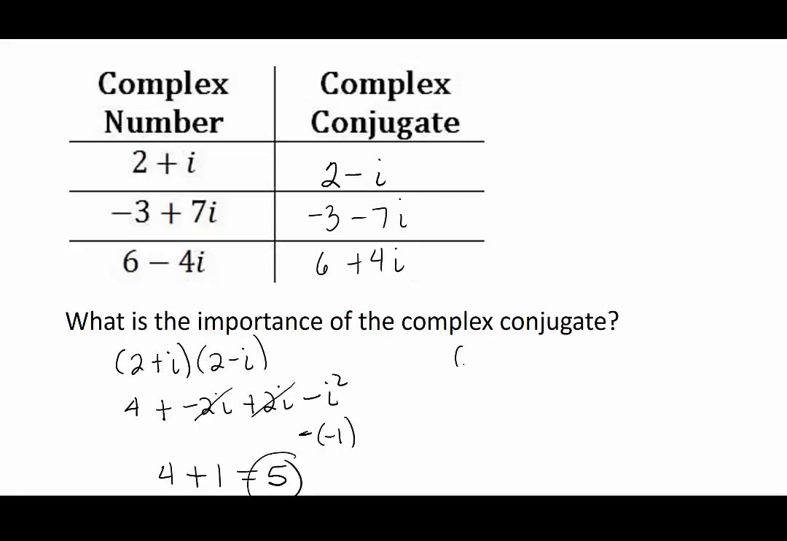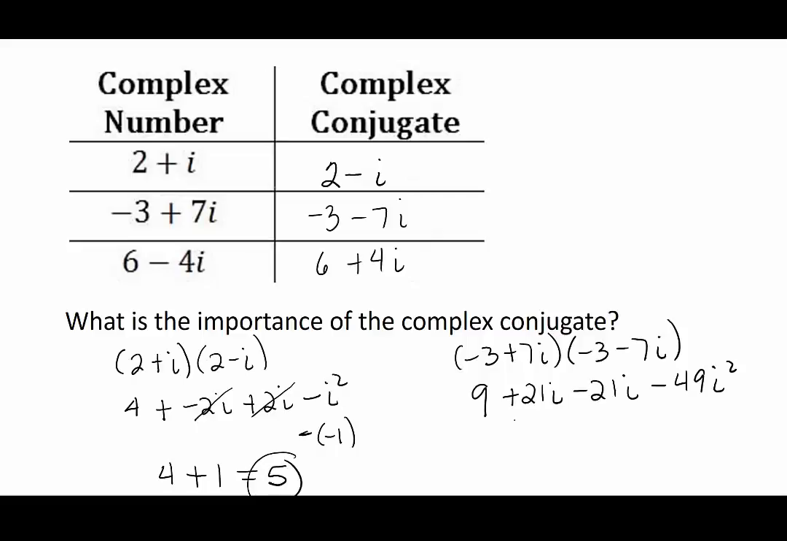So let's try that with negative 3 plus 7i and negative 3 minus 7i. Pause the video and use FOIL to multiply those together. So I use FOIL and I get my 4 terms. Those 2 middle terms disappear and I get 9 minus 49 times negative 1, which is 9 plus 49, which is equal to 58. So multiplying by the complex conjugate, I am left with a real number, no longer a complex number.